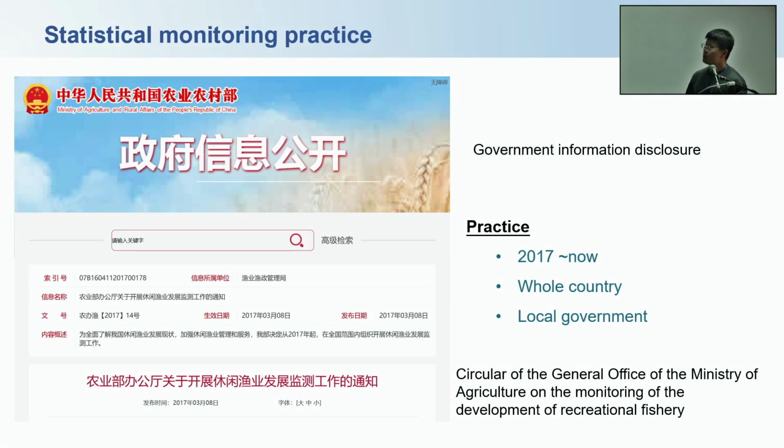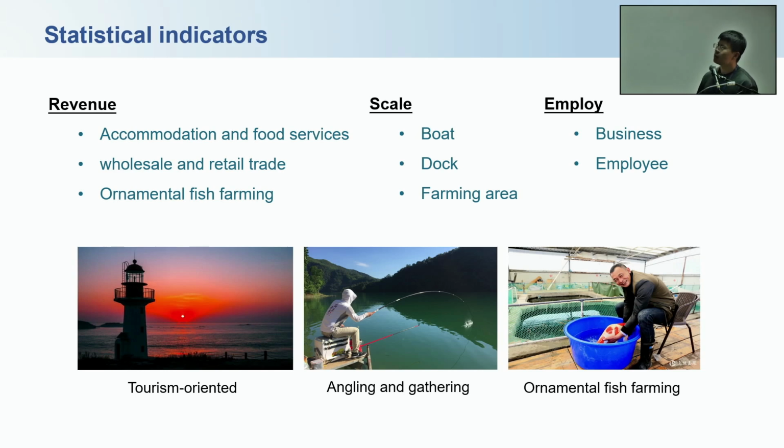From 2017 until now, China has conducted monitoring work on recreational fisheries. All the relevant enterprises upload their data to the local government, and the local governments submit all the data to the Ministry of Agriculture. The statistical indicators include three dimensions. One is revenue, which involves accommodation and food service. The second refers to the wholesale and retail chain. The third refers to ornamental fish farming.